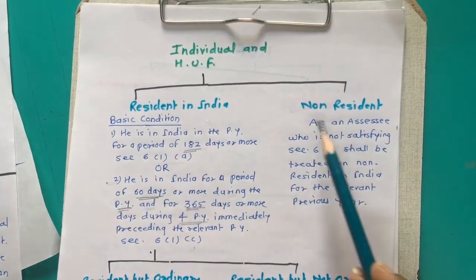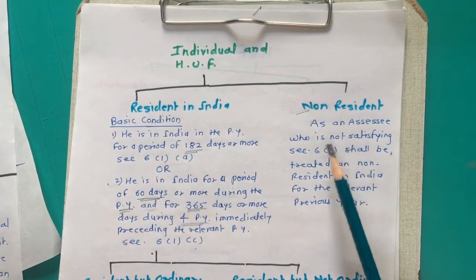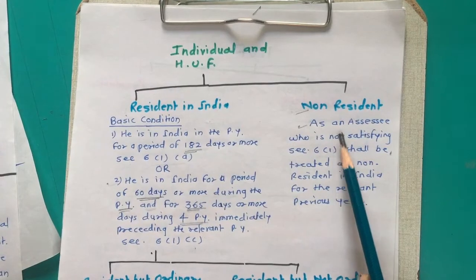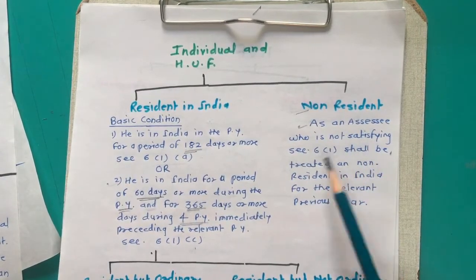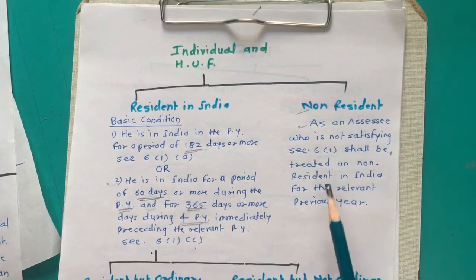And second, non-resident. For deciding the non-resident, this is the basic condition. An assessee who does not satisfy section 6(1) shall be treated as non-resident in India.